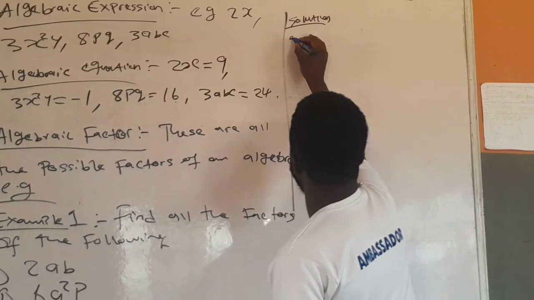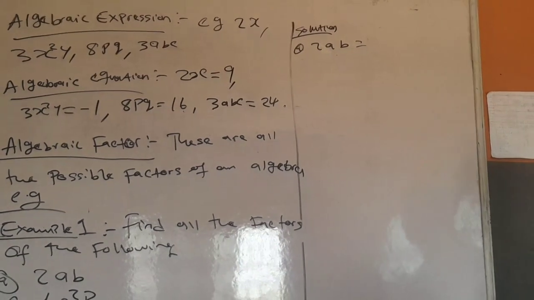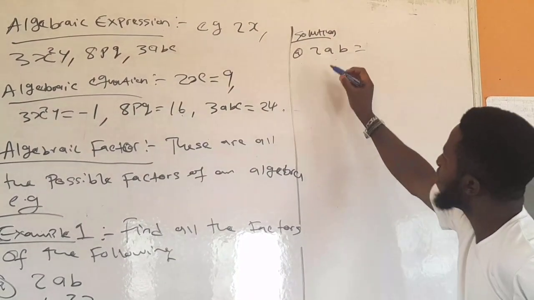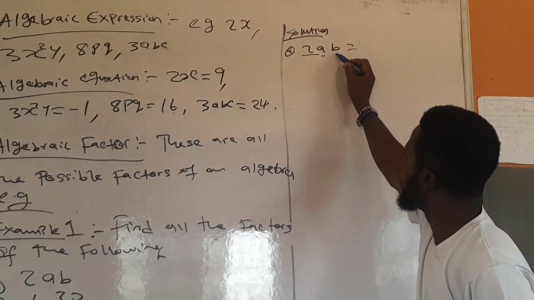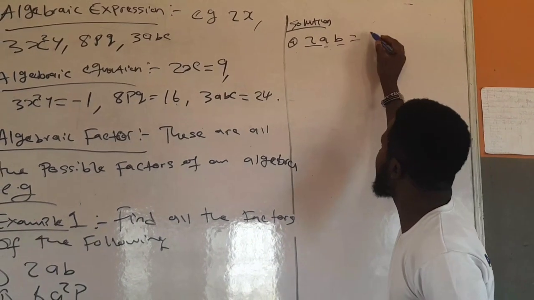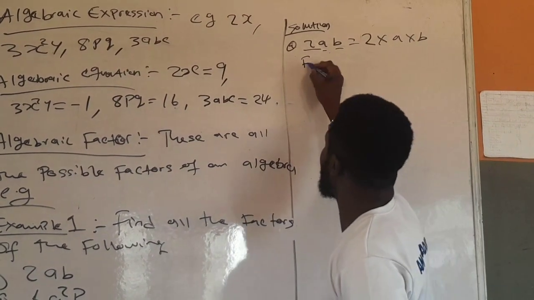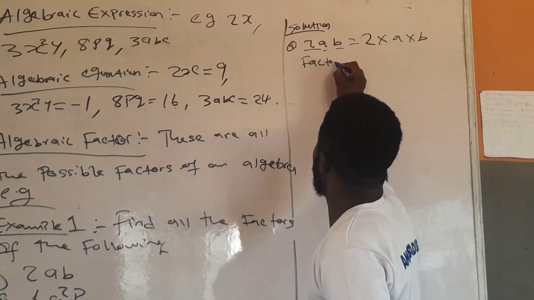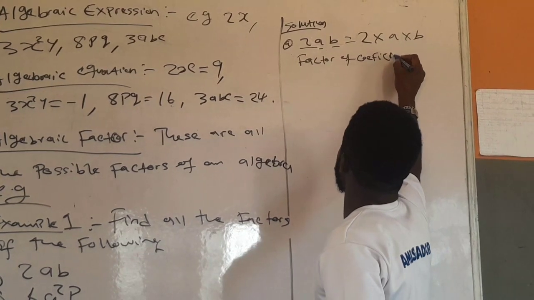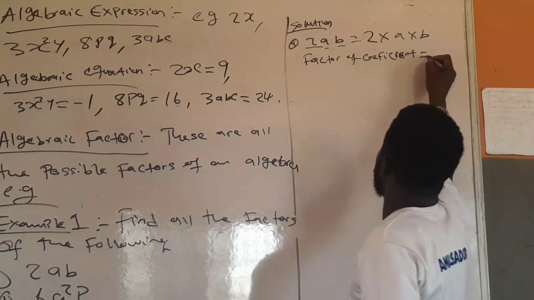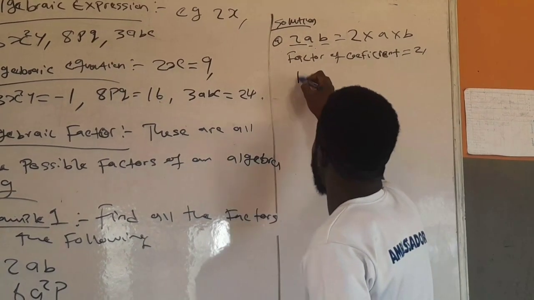The first one, A, 2AB. The first thing you need to ask yourself is, what are the things you have there? We have the coefficient, which is 2. We have the variables, which are A and B. So I can express it as 2 times A times B. So I have to find factors of the coefficient, which is 2.